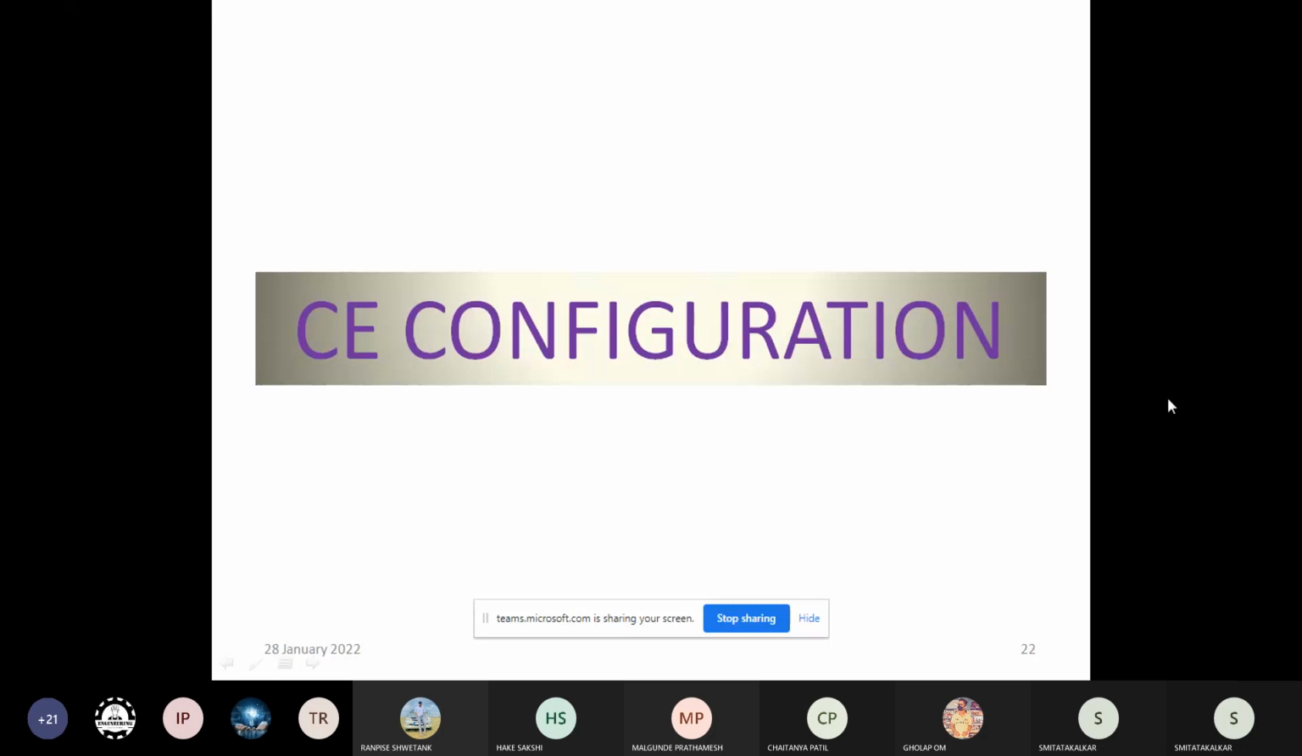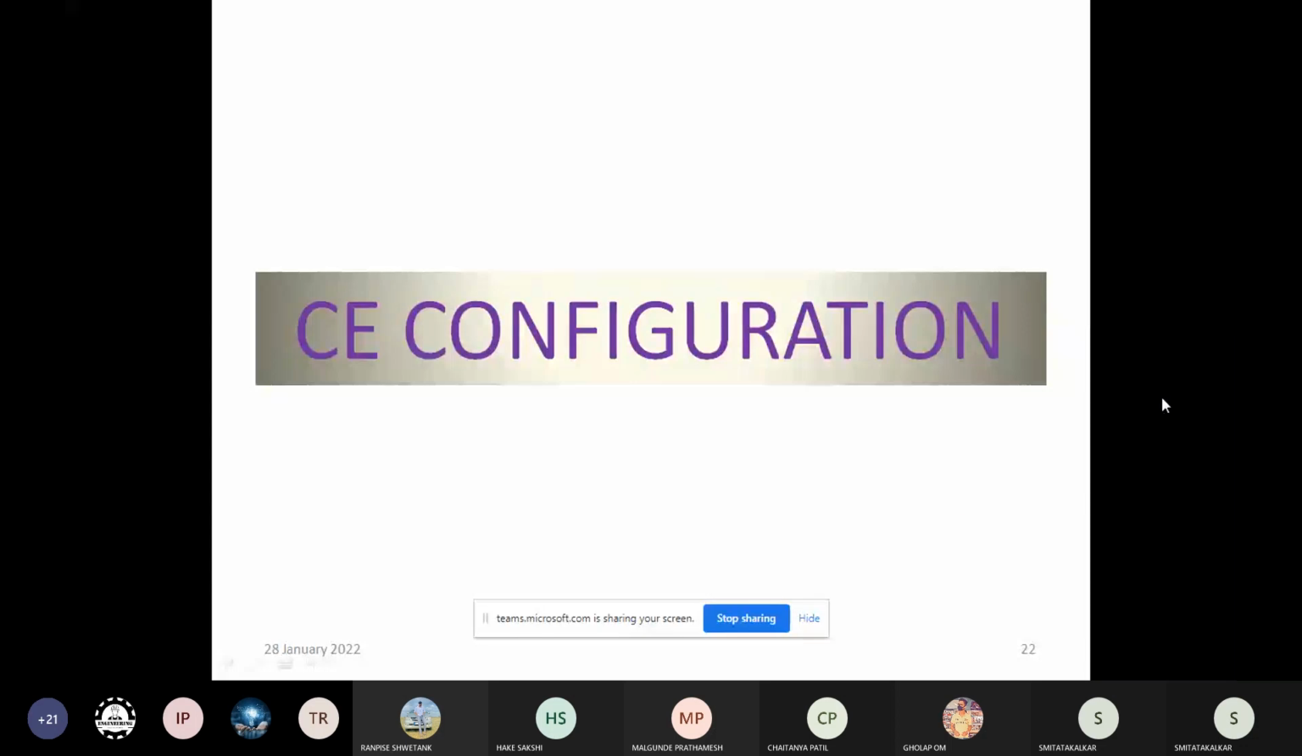Today we will learn the CE configuration. We will learn about the BJT and the symbol of the BJT. It is a three terminal semiconductor device and it is used to amplify the electrical signal. In previous sessions, we learned the transistor configurations.